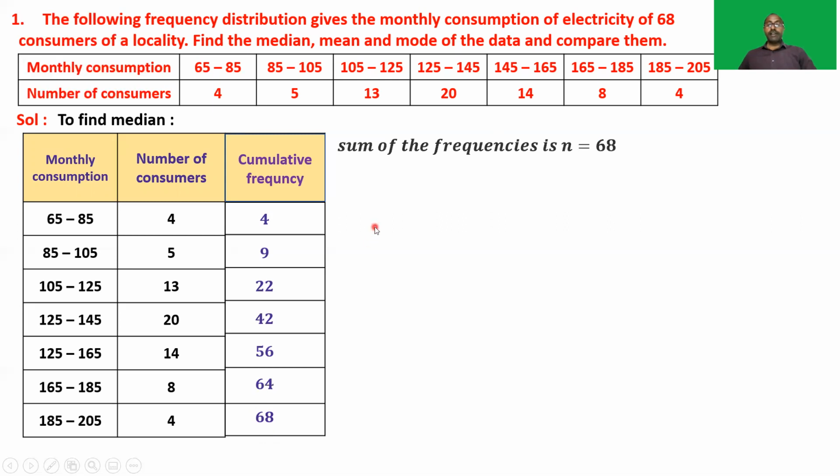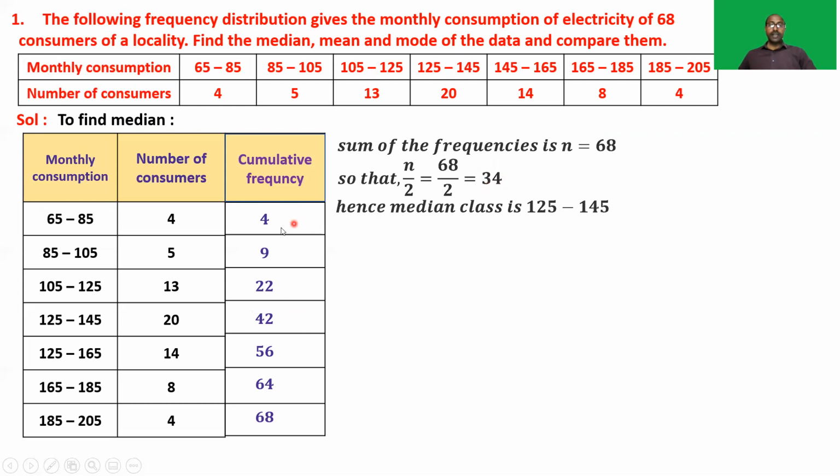So first we have to find the value of n by 2. And n by 2 is half of 68, that is 34. And now the median class is 125 to 145, because in the cumulative frequencies, we need the cumulative frequency more than n by 2 and nearest to 34, that is n by 2, which is 42.